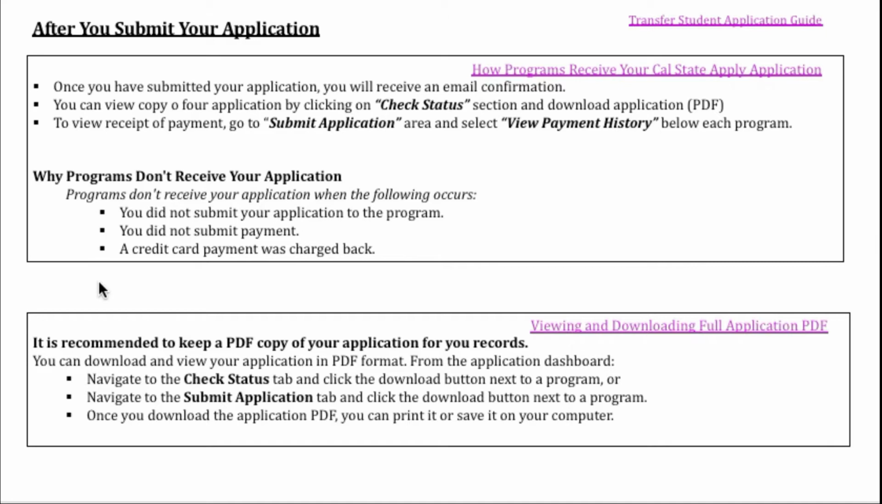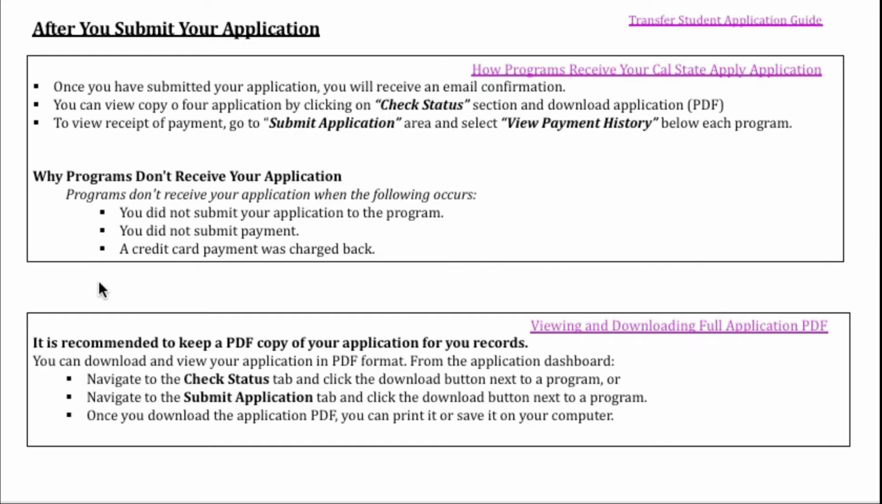You're going to get an email confirmation that your application has been received. You also should be able to see the status change on your CalState Apply. You can go into your CalState Apply application and click on Check Status and download a copy of your application as a PDF document if you'd like to keep record of that. You can also see a receipt of your payment under the Submit Application screen, View Payment History, and you'll see that for each program that you've applied to.